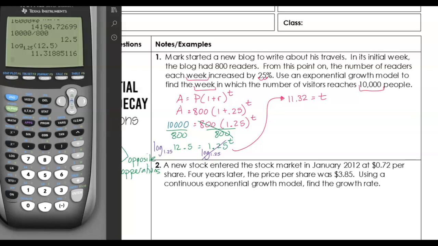So, has this mark gotten 10,000 people at 11 weeks yet? At the 11-week mark, does he have 10,000 people? Right, Kate, yes. You would say it takes 12 weeks because at the 12-week mark, he has already received 10,000 visitors. So we would say about 12 weeks.